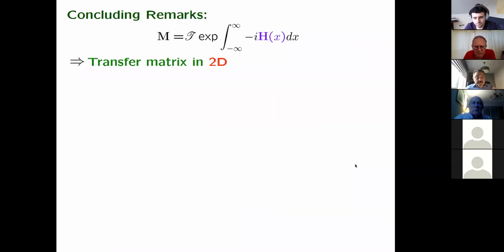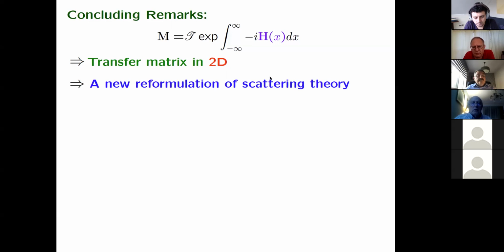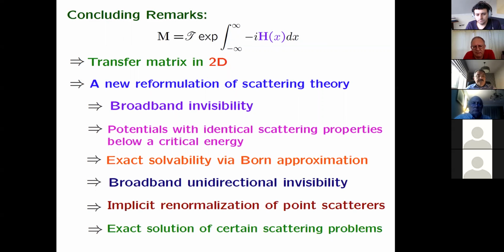Okay, so let me conclude. All I said today lies on this kind of magic formula. The transfer matrix is the time-ordered exponential of some effective Hamiltonian. We could use it to develop the notion of transfer matrix in 2 dimensions. There are various applications of this formula in 1 dimension that I did not discuss. And this gives, in 2 dimensions, a new formulation of scattering theory. We could use this formulation to achieve broadband invisibility, the idea of potentials with identical scattering properties below some critical energy.